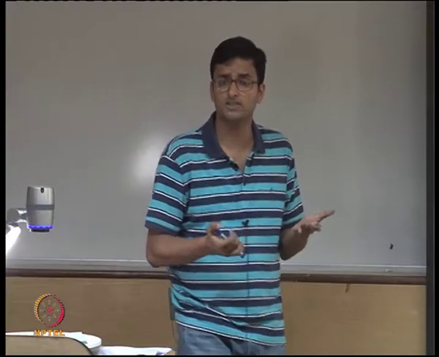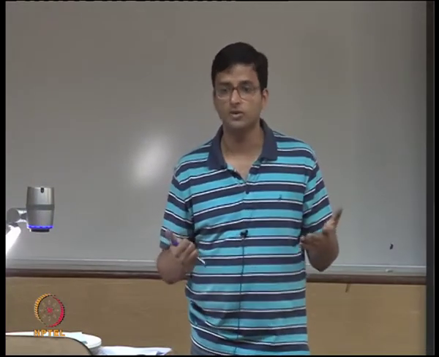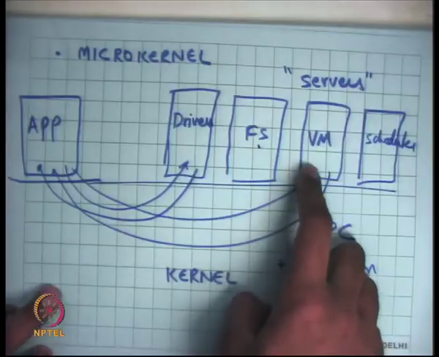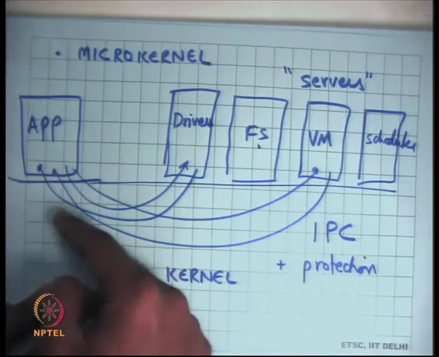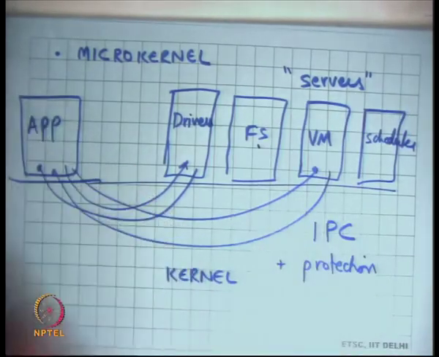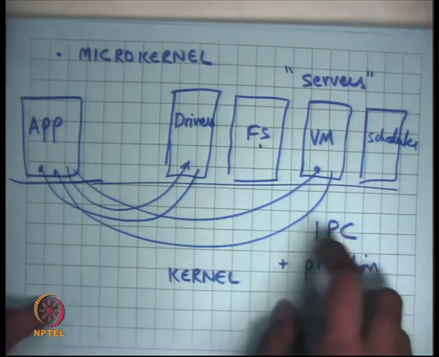So what's the problem with this? Why is it not so popular? It's slow, right? If the application needs to talk to the virtual memory system, it actually needs to go from user to kernel, kernel to user, then user to kernel again, and then back, right? So there are at least 4 user-kernel crossings that you have to make, as opposed to 2 in the monolithic kernel case, right? So it's slower. And there were lots of techniques that were proposed to implement fast IPC.